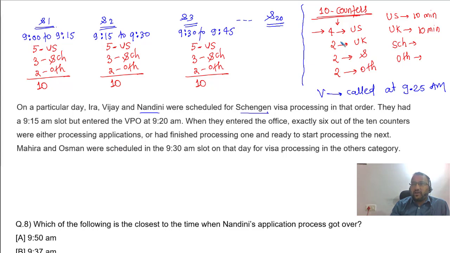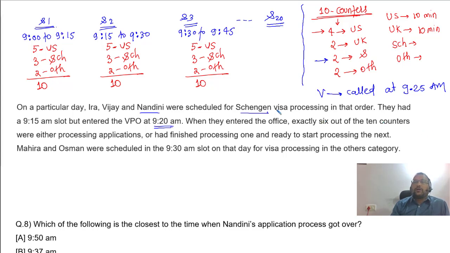So for the Schengen visa, there are two dedicated counters. Ira, Vijay, Nandini came in that order. First Ira came, then Vijay came, then Nandini came for the visa processing. They had a 9:15 slot, but they entered at 9:20 a.m. When they entered the office, exactly 6 of the 10 counters were either processing or had finished the processing and were ready to start the next.